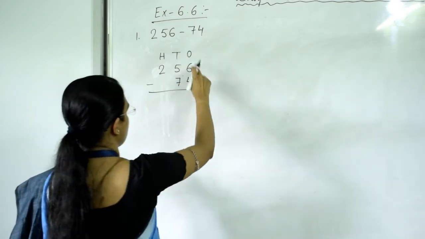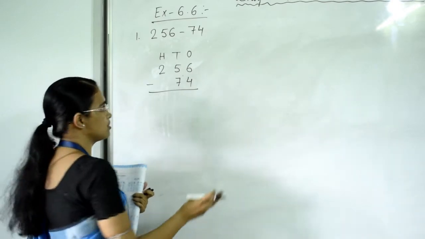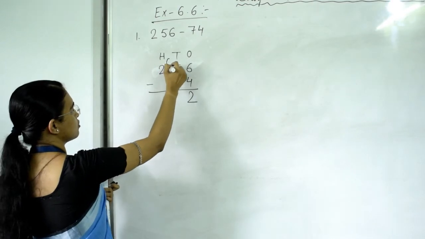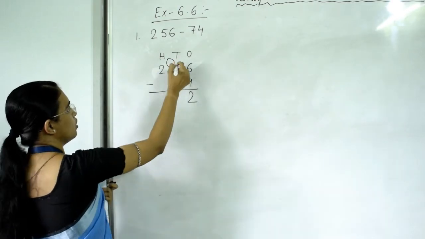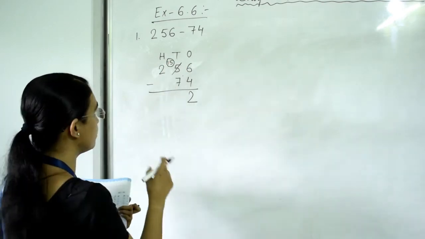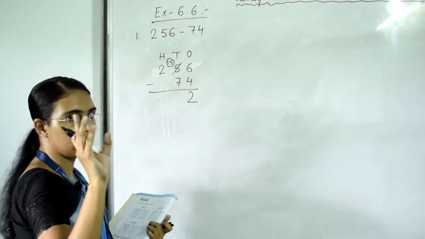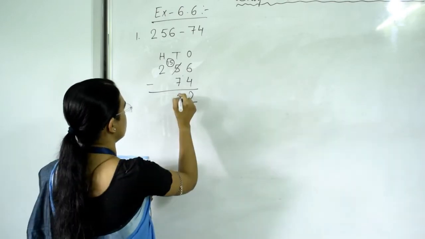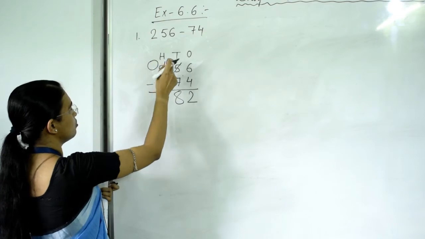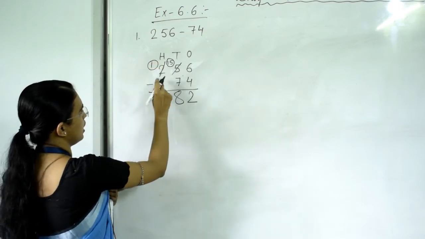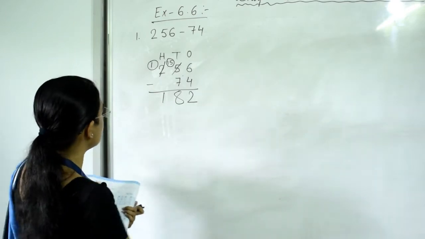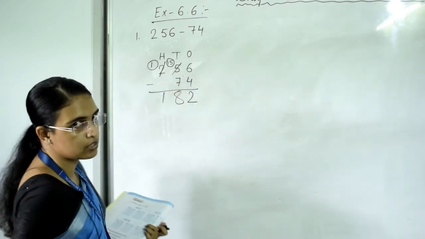Now check the ones place. 6 minus 4 is 2. 5 minus 7: here 5 is smaller than 7, so you have to make it 15. 15 minus 7 is 8. This 1 comes here, and 2 minus 1 is 1, and here we have nothing, that means we put 1. That is, 256 minus 74 is 182.